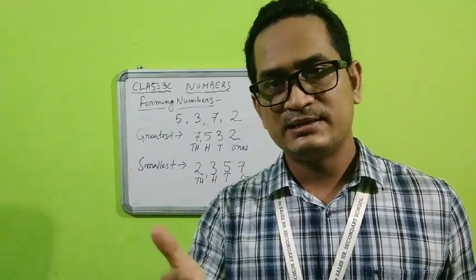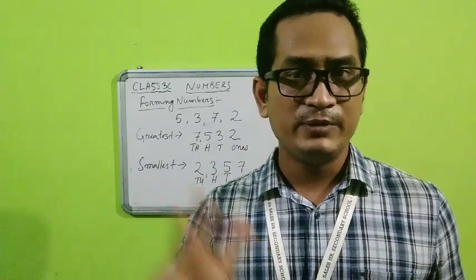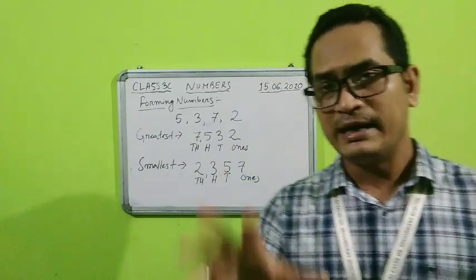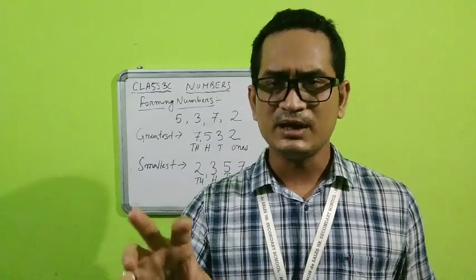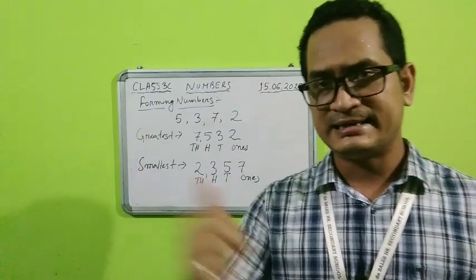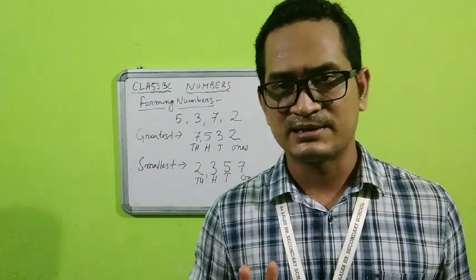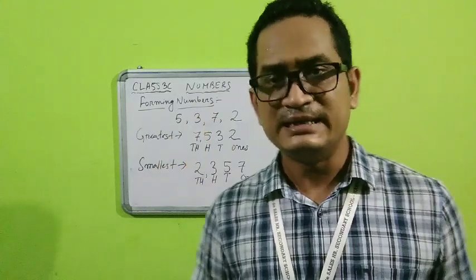So the key rule that you need to remember is that whenever we are making the greatest number, you need to arrange the digits in descending order. And when we are making the smallest number, you need to arrange the digits in ascending order. So if you have already understood descending and ascending order in the last class, this thing also will become easier for you.